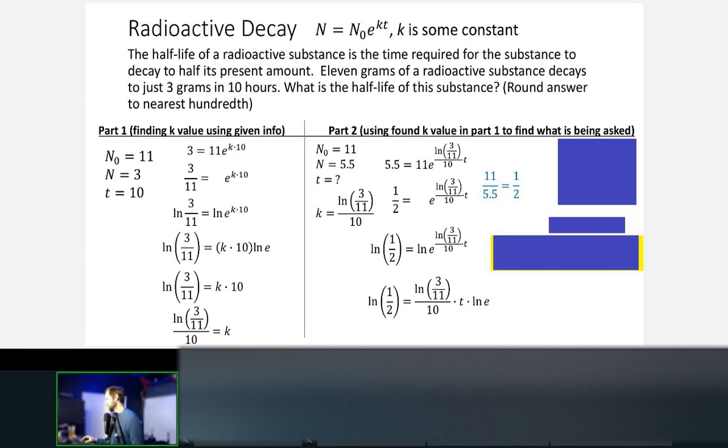Divide both sides by the K value. Yep. What does natural log E become again in this step here? What does that become? It becomes 1. Yeah, we do divide everything by the K. So we have natural log of 1/2 divided by natural log of, basically the K value, right?